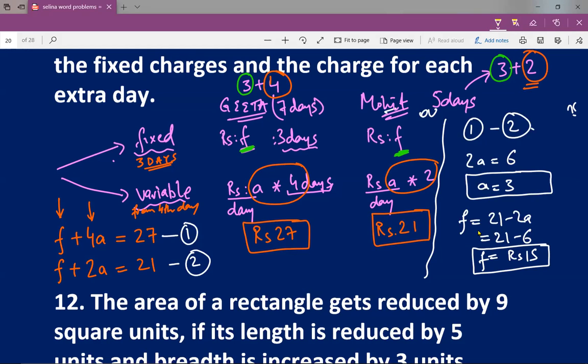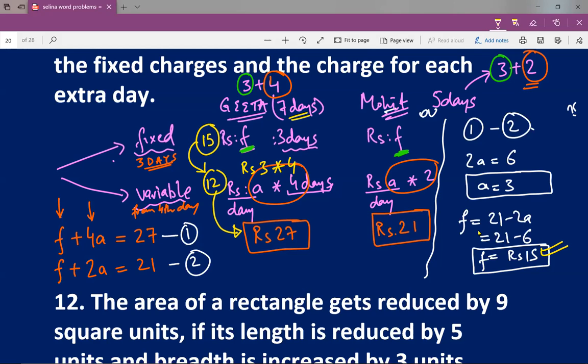See, in this question, the fixed charge is rupees 15. So for Geeta, this will be rupees 15 for 4 days. Why 4 days? Because it is 3 plus 4. She had kept the book a total of 7 days. For 4 days, she will be charged rupees 3 into 4, which is 12 rupees. 15 plus 12 would be equal to 27.